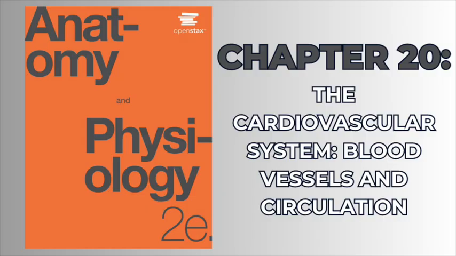Learning objectives. By the end of this section, you will be able to compare and contrast the three tunics that make up the walls of most blood vessels; distinguish between elastic arteries, muscular arteries, and arterioles on the basis of structure, location, and function; describe the basic structure of a capillary bed, from the supplying metarteriole to the venule into which it drains; and explain the structure and function of venous valves in the large veins of the extremities.